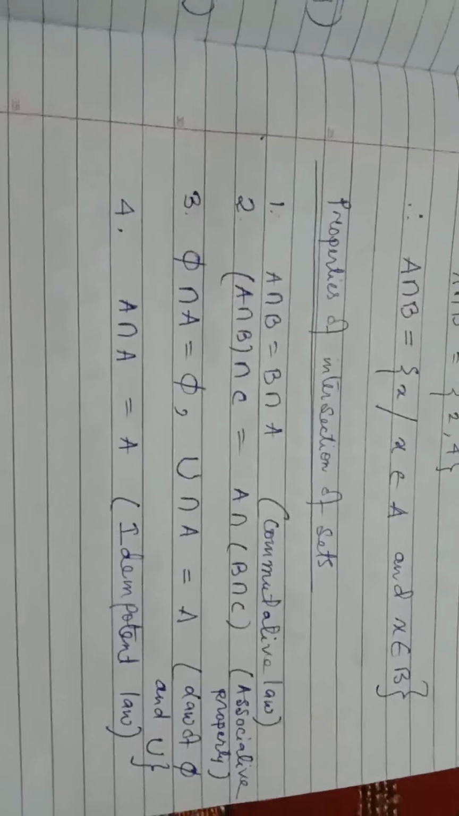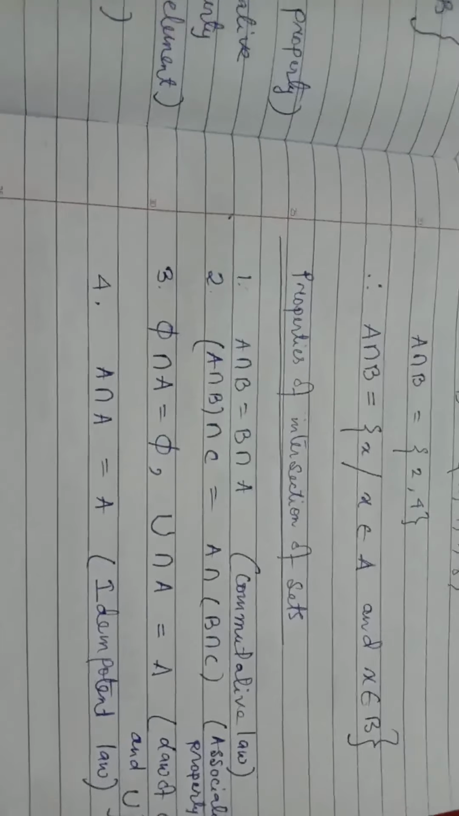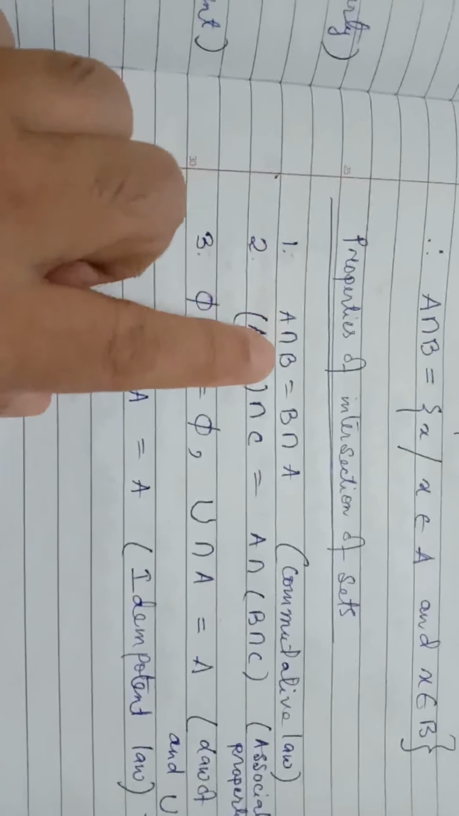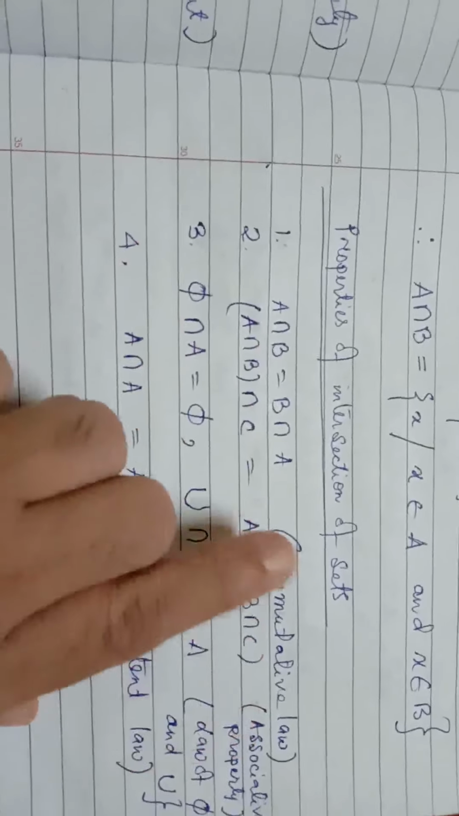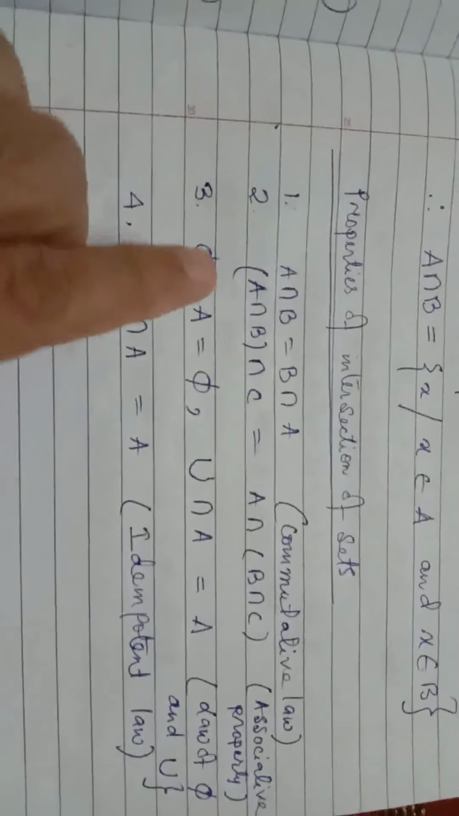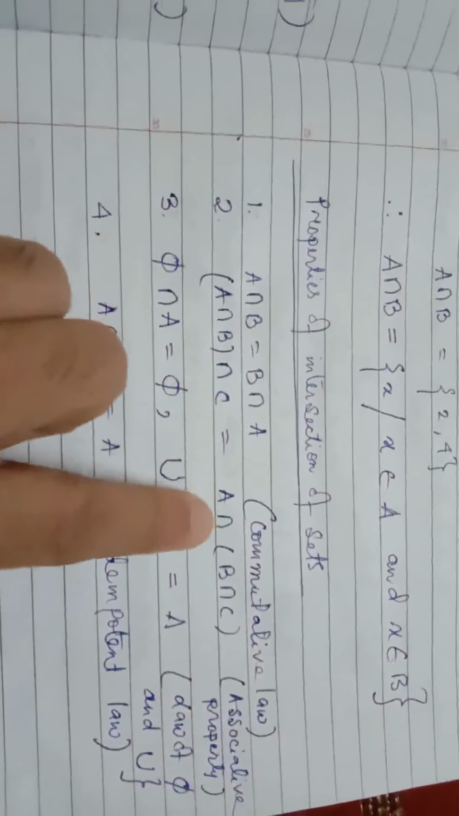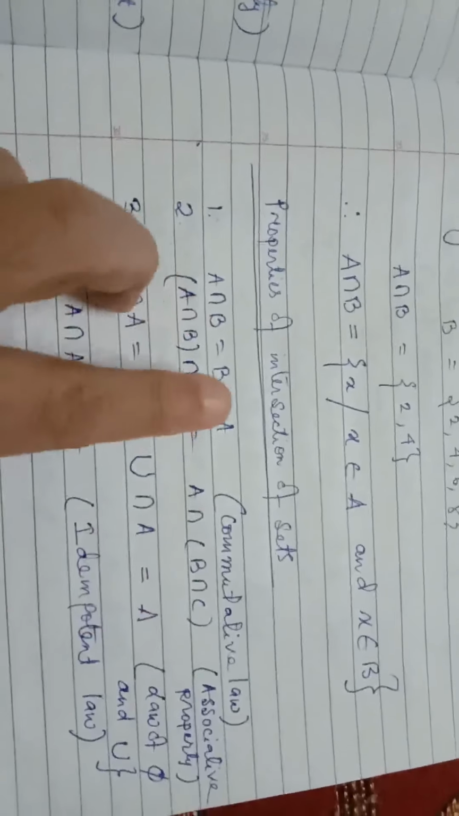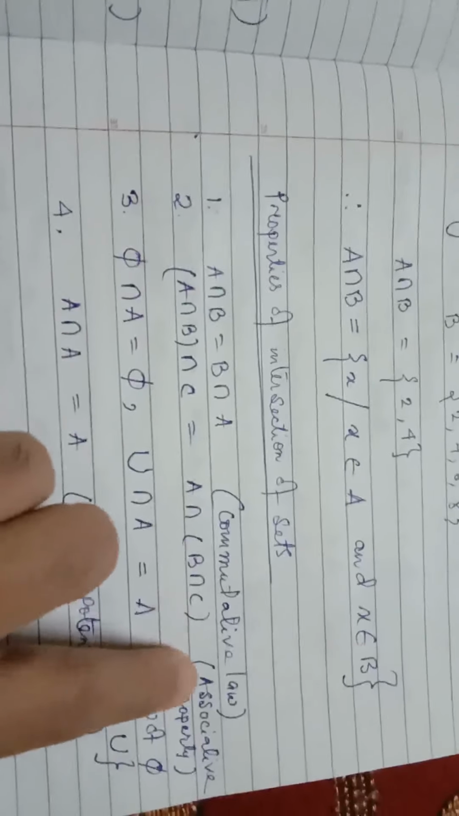Next, properties of intersection of sets. Number 1, A intersection B is equal to B intersection A. This is called commutative law. Next, (A intersection B) intersection C is equal to A intersection (B intersection C). This is called associative property.